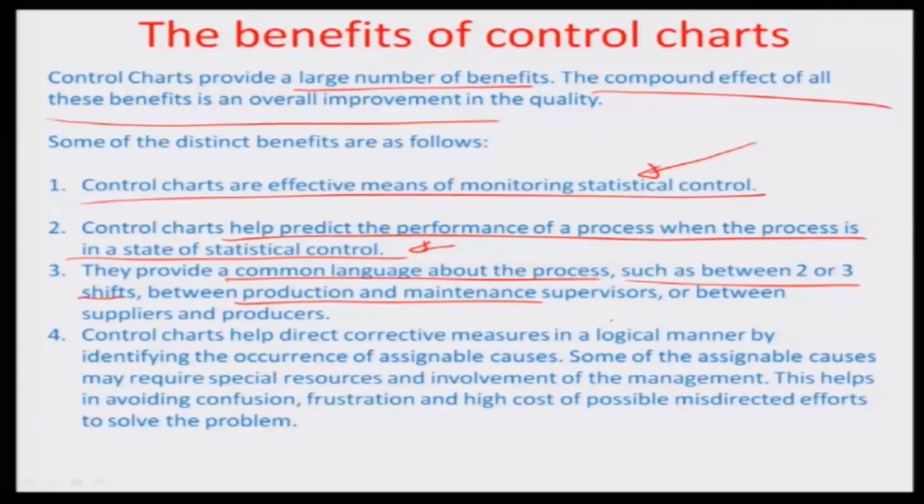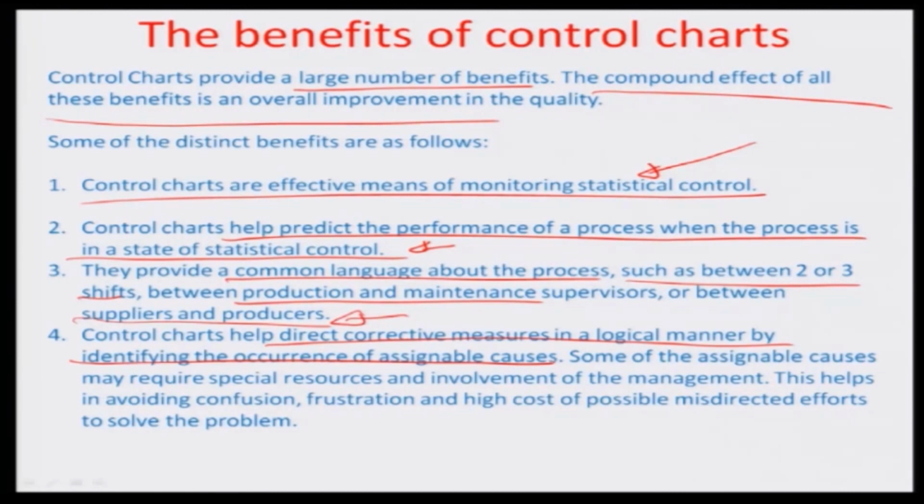It can be related to shifts of production or maintenance, or between suppliers and producers, many different aspects. So without physically talking to each other, there is a way to share their experiences using the control chart. Obviously control charts help direct corrective measures in a logical manner by identifying the occurrence of assignable causes. You can pinpoint, again using the other tools of QC that I have illustrated earlier, why a certain defect is coming.